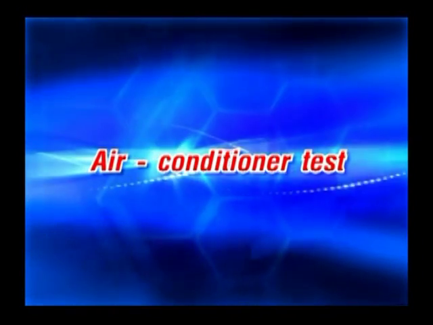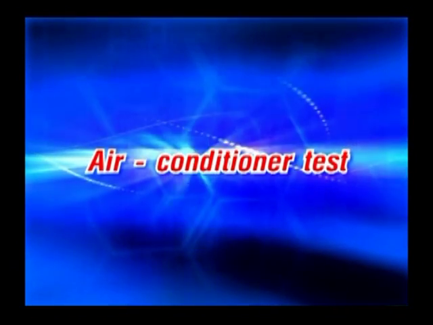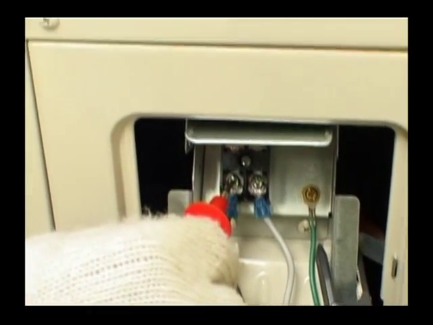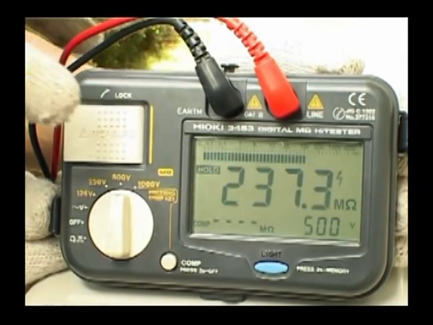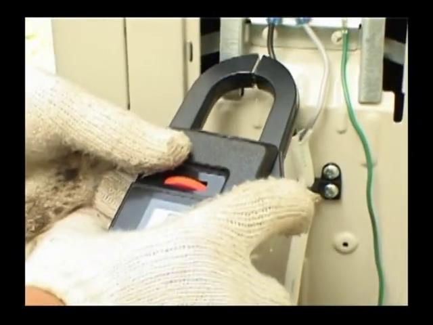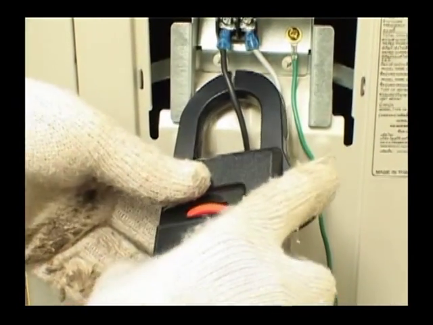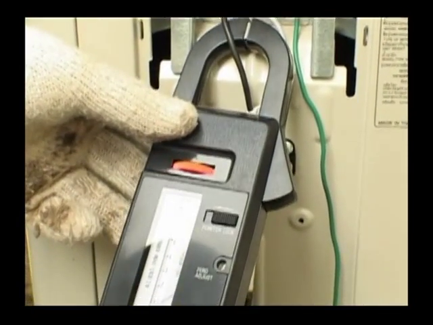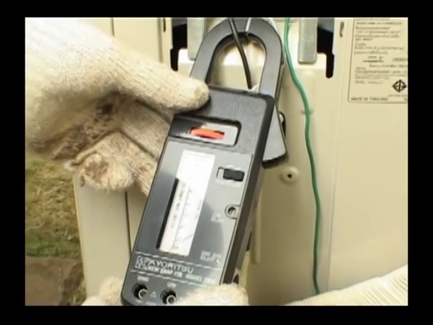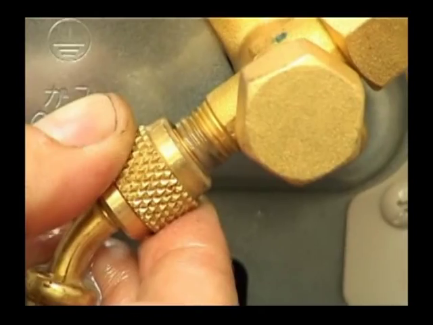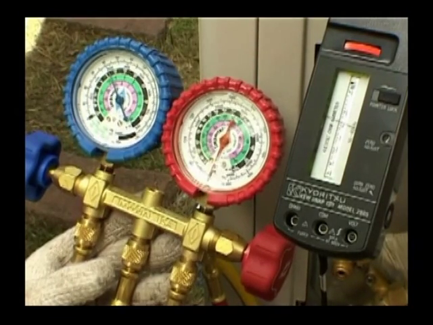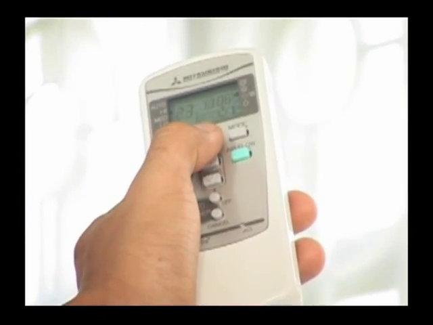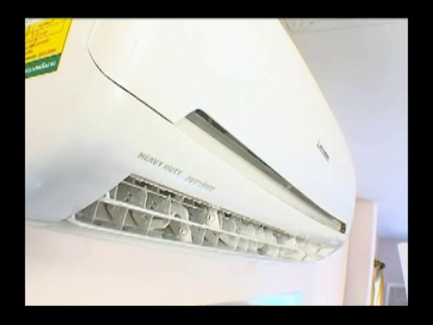Follow these steps to test the installed air conditioner. Test electrical insulation. Use the clamp meter to measure electric current on a line cord at the terminal of the outdoor unit. Connect the gauge and its hoses to measure the pressure of the refrigerant. Turn on the air conditioner with the remote control.